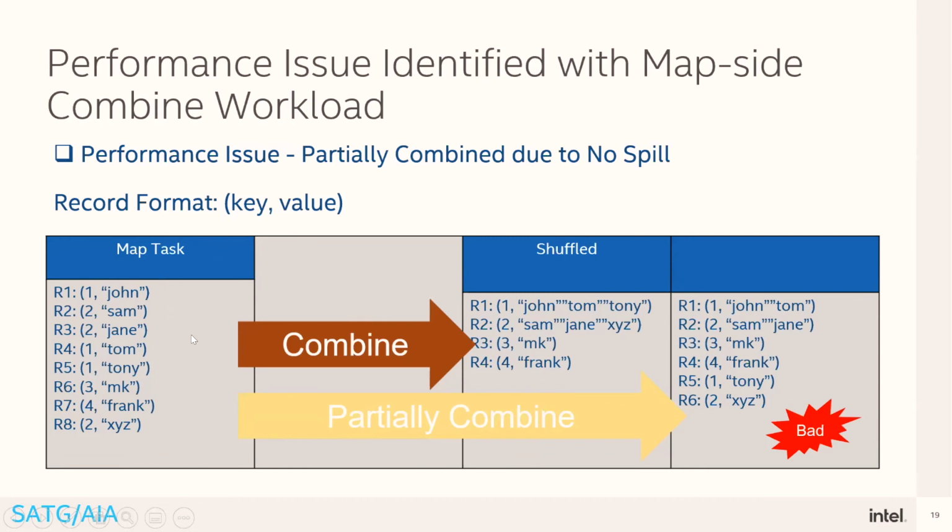When a map task processes records, all records with the same key, like this one in the shuffled column in the middle, all records with key value of 1 should be combined before shuffle write to DAOS or HDFS. So this shuffled column is the expected result, with all records combined when they have the same key.